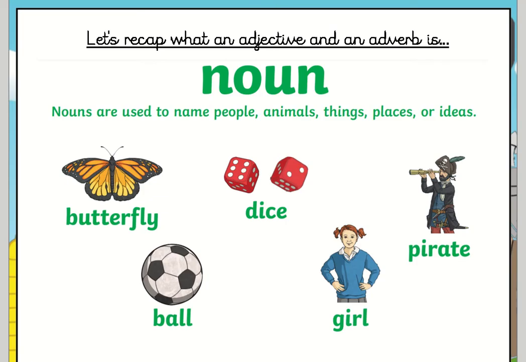So a noun. Nouns are used to name people, animals, things, places, or ideas. Here are some examples: butterfly, dice, pirate, girl, ball. We use nouns a lot, and you've got to have a noun in a sentence for a sentence to make sense. Your name is an example of a noun, your house, school. There are lots and lots of different nouns. I'm sure if you looked around the room now, you'd be able to name.